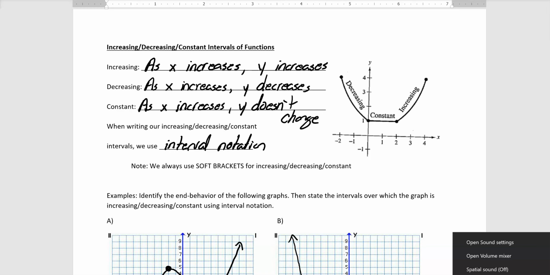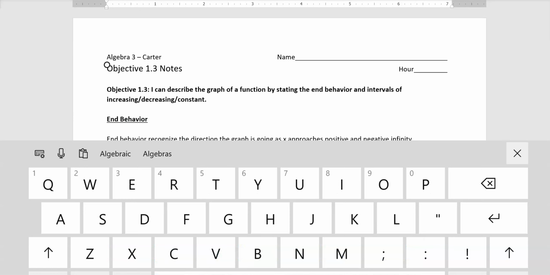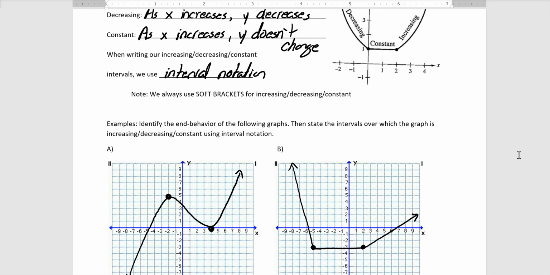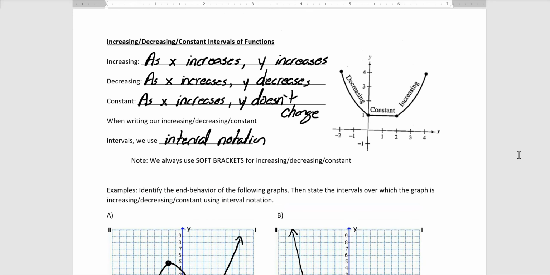So we'll always use soft brackets. Now notice how I've been describing these. I've been describing these by using our x values. So our x values, like -2 to 0, would be the decreasing range. Even though the y value changes from 4 to 1, that's not what we're going to notate. We use the x values for increasing, decreasing, and constant. We're not wanting to see how much it increases or decreases. We're wanting to see where it increases or decreases.